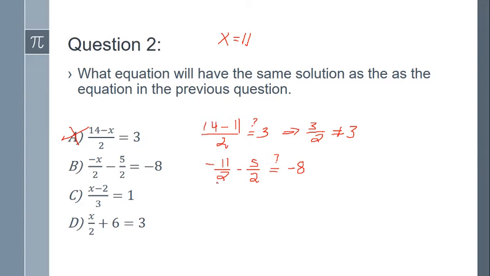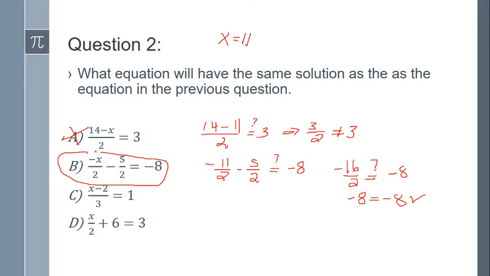Alright, since we have a common denominator already, I can go ahead and subtract these fractions. Negative 11 minus 5 would be negative 16, and that's still over our denominator of 2. Does that equal negative 8? Yes, negative 16 divided by 2 is negative 8. Negative 8 does equal negative 8. So this one worked, and in this case, our answer was B.